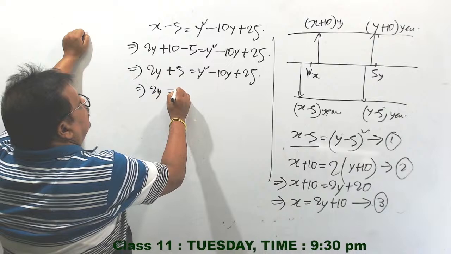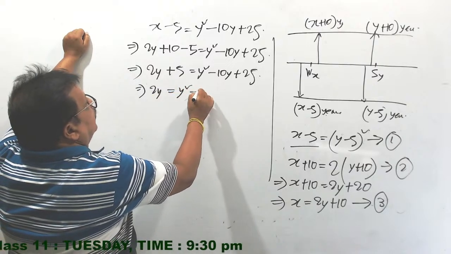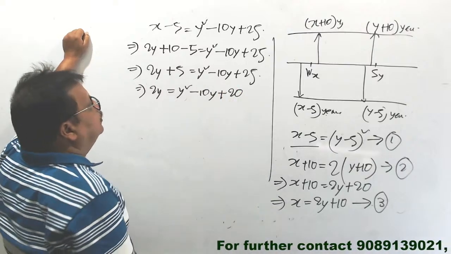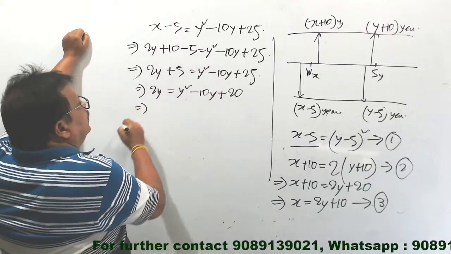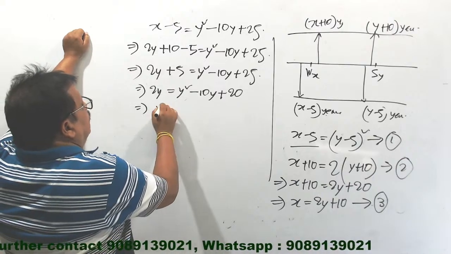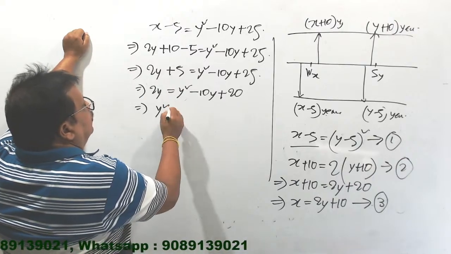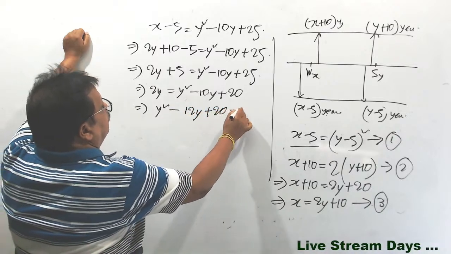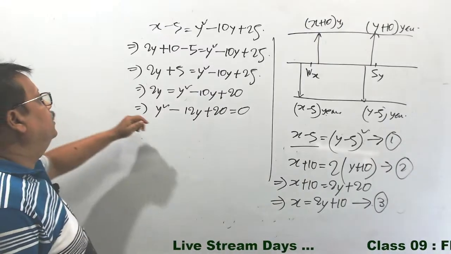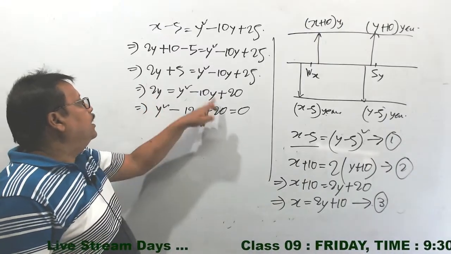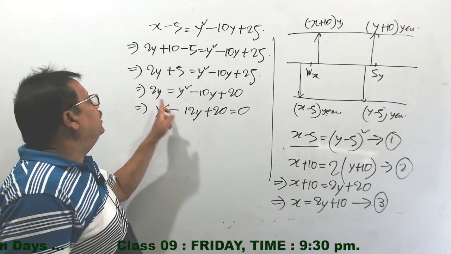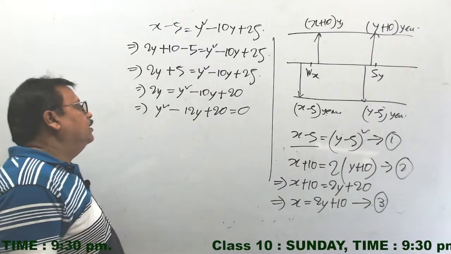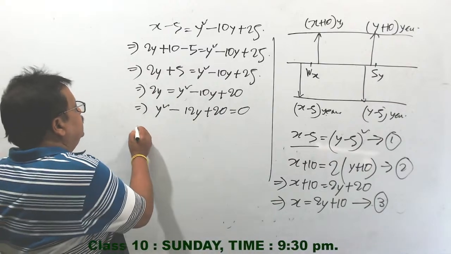2y is equal to y square minus 10y plus 20. Okay. Now see, y square minus 12y plus 20 equal to 0. Understood? How I did it? Shift this term to y in the right side. It will be minus, so minus 10y minus 2y plus 12y. All are lying already in right side. That is plus, no change of sign.